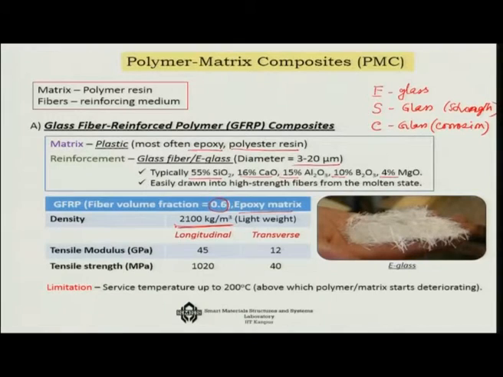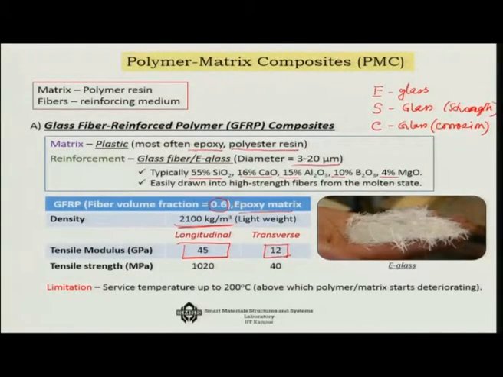So you can see how light this system is. The tensile modulus is about 45 gigapascal. Compare this with something very close, maybe aluminum, which is close to 70 gigapascal. However, this is anisotropic. This is the longitudinal modulus, and the transverse modulus is much lower, that is 12. If you remember the spring analogy that I showed in the last class, that explains this.